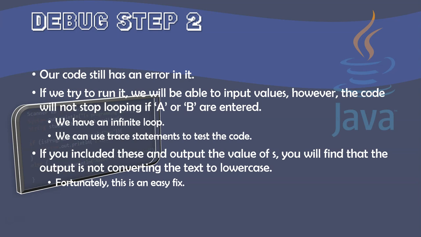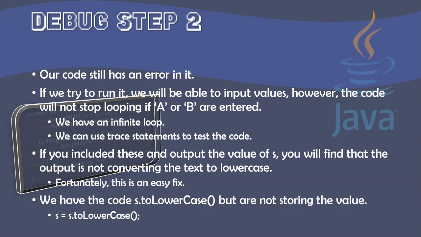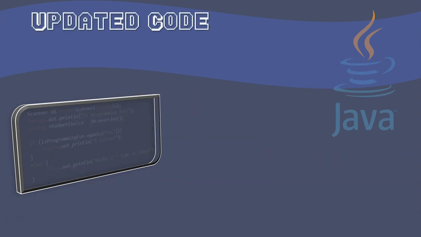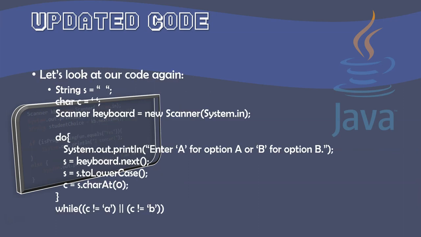Again, this is another relatively easy fix. We can put s.toLowerCase() in here, but it doesn't actually store the value, because if I just say s.toLowerCase(), that takes the value and makes it lowercase, but it doesn't update the actual variable. So we have to say s = s.toLowerCase(). If we look at this again in our updated code, you can see now we have s = s.toLowerCase() instead of just s.toLowerCase() that we had previously. Now this is a lot closer to what we want. However, there is still one small flaw with our program.